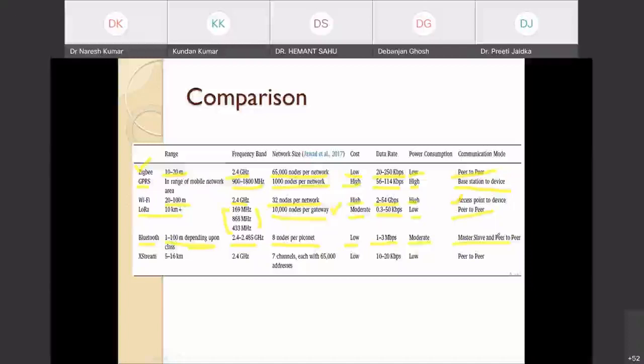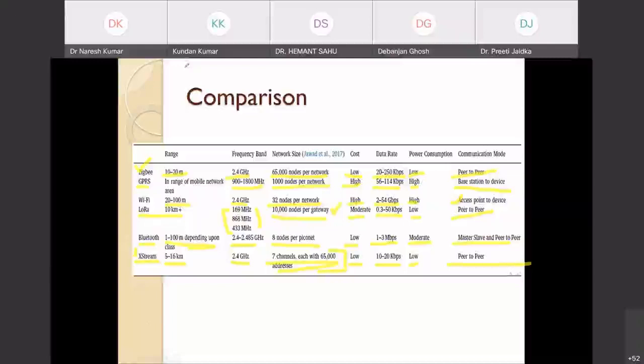Then the Extreme, which also finds some application in the greenhouse, its range is 5 to 16 kilometers. Frequency band is 2.4 gigahertz, then it can access 7 channels, each with 65,000 addresses. So it can also handle a large number of nodes. Cost is low. Data rate is 10 to 20 kilobits per second. Power consumption is low. It has peer-to-peer communication.